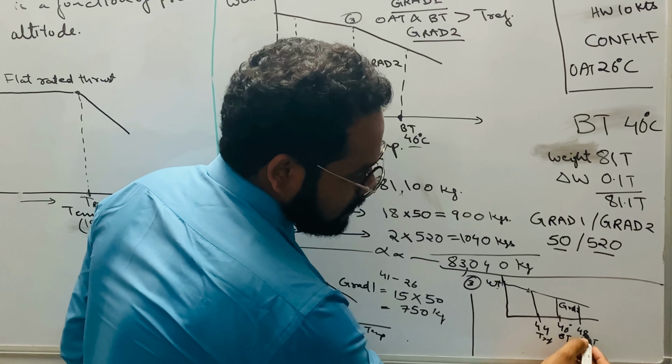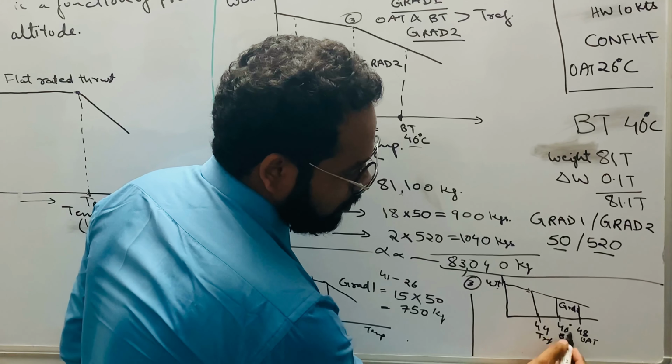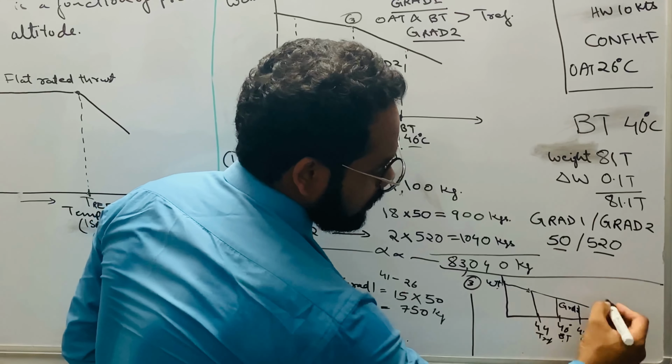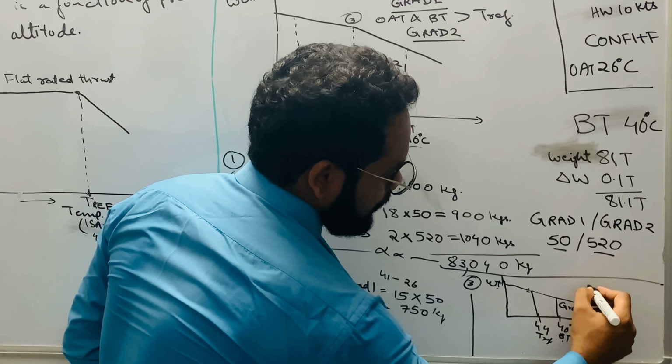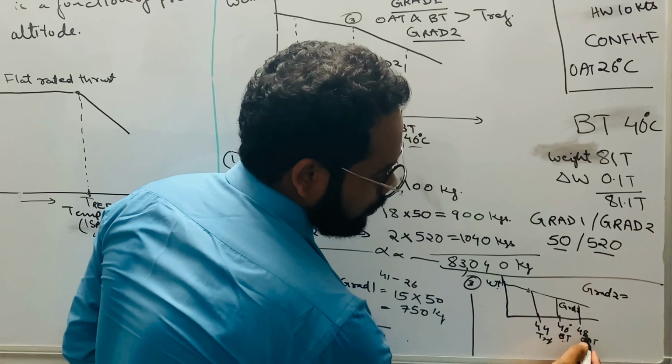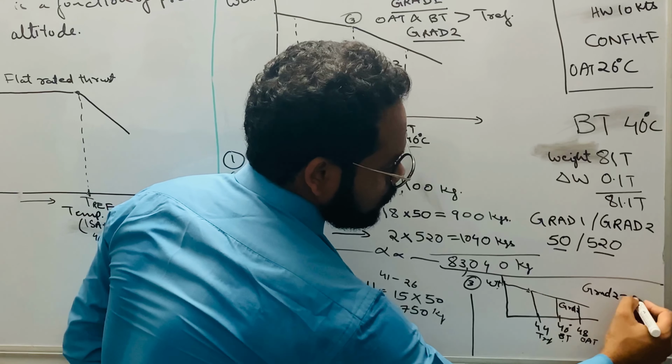Okay, it is 48 here and 46 here. Box temperature is 46, OAT is 48. So how much does it become? 48 minus 46. So the grad 2 correction is equal to 48 minus 46, which is 2.